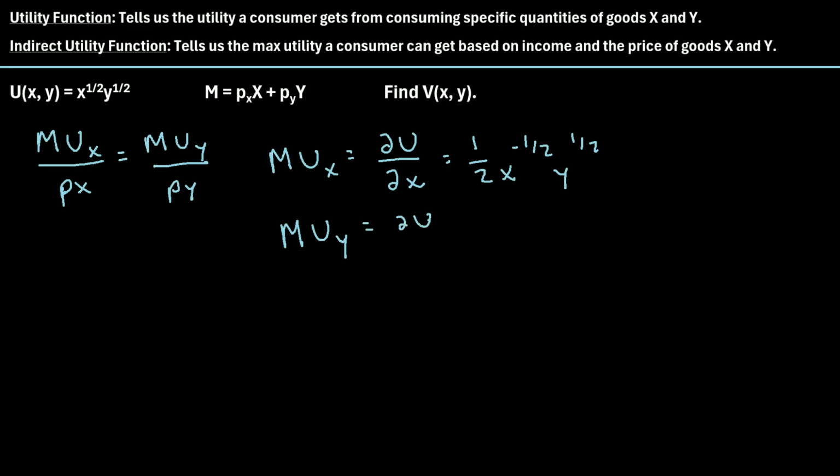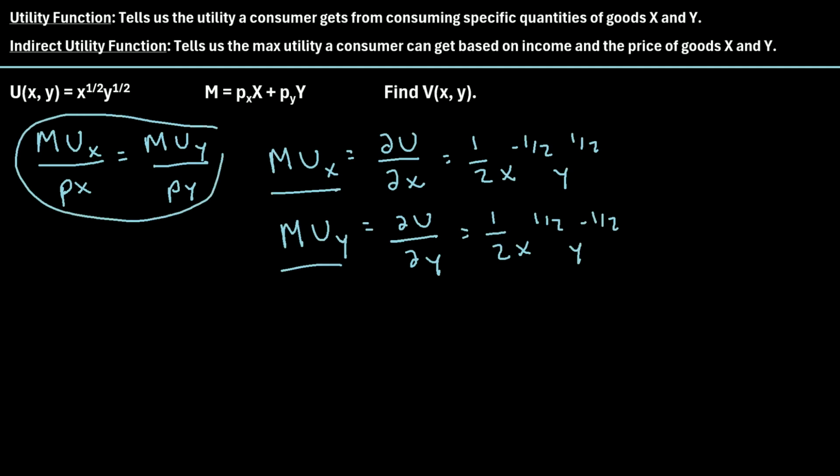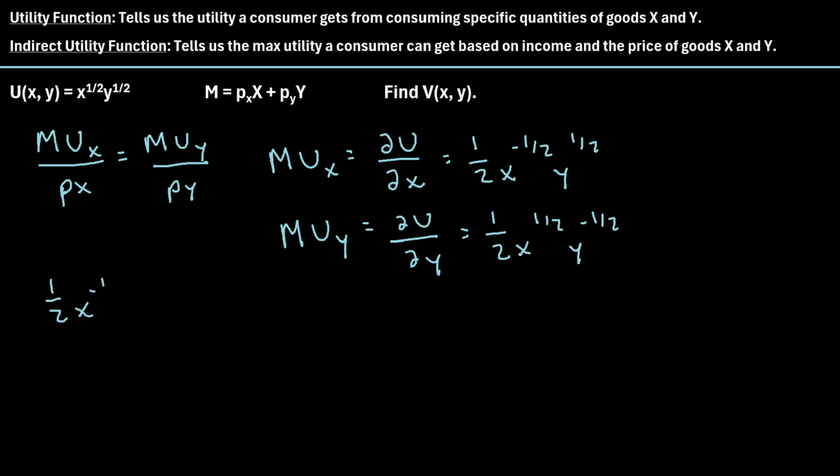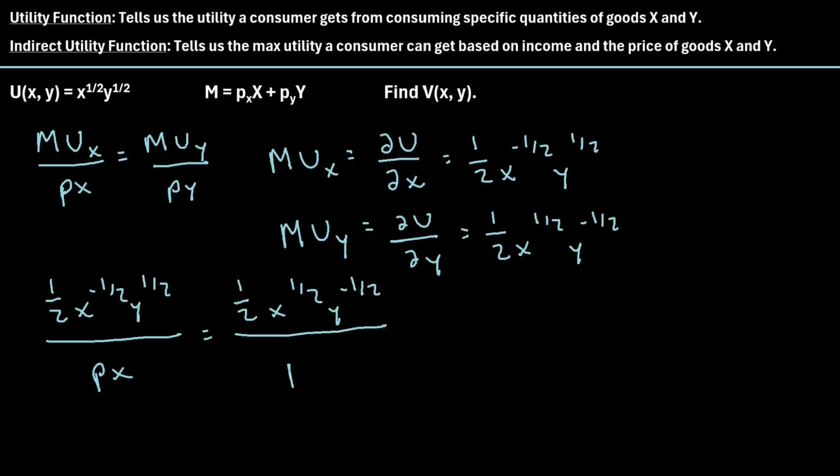That's going to be the derivative of the utility function with respect to Y. So the derivative of this function with respect to Y is going to be 1/2 times X to the 1/2 times Y to the negative 1/2. So now that we found these two quantities, we'll plug it into this equation right here. So let's go ahead and do that. So we'll get 1/2 X to the negative 1/2 times Y to the 1/2 divided by the price of X is equal to, for the marginal utility of Y, we found that to be 1/2 times X to the 1/2 times Y to the negative 1/2 over the price of Y.